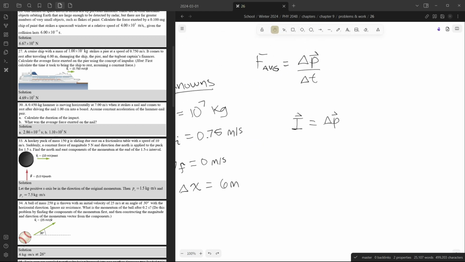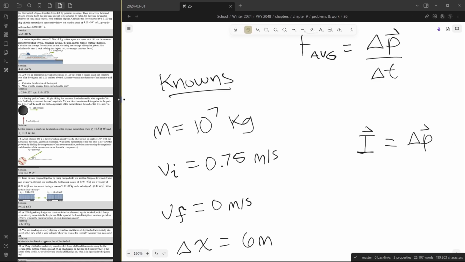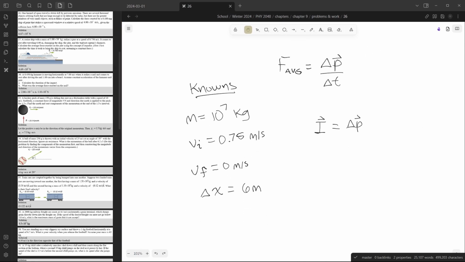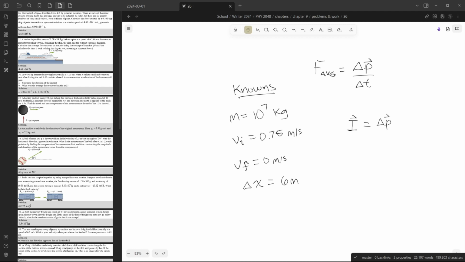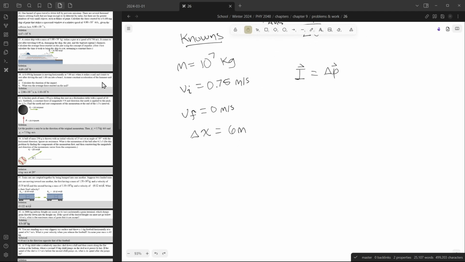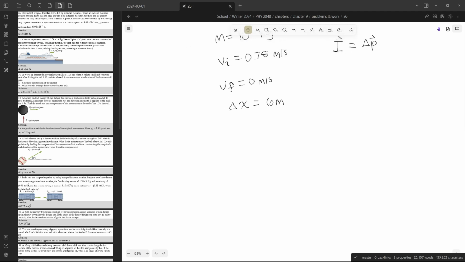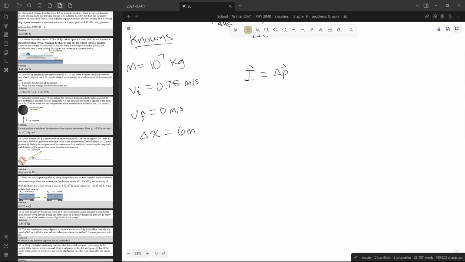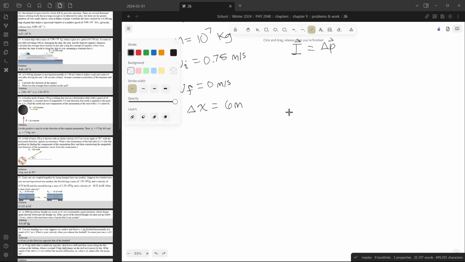If we know how to calculate the average force, that's what it's asking. It's saying calculate the average force exerted on the pier using the concept of impulse. So we want to know the time. That's what it said in the hint: calculate the time it took to bring the ship to rest, assuming a constant force. So we're going to need a kinematic equation for this.